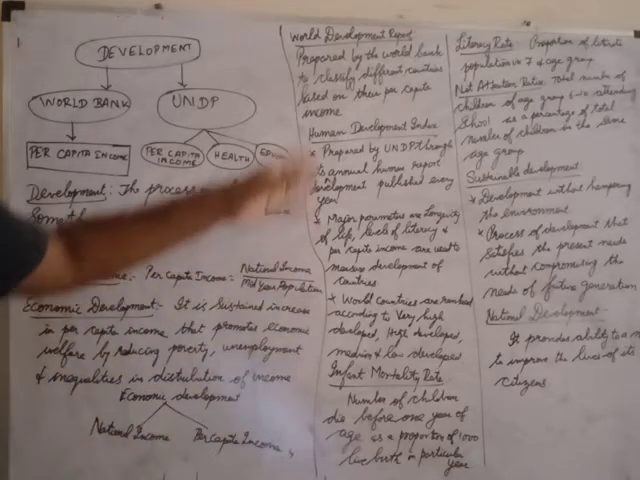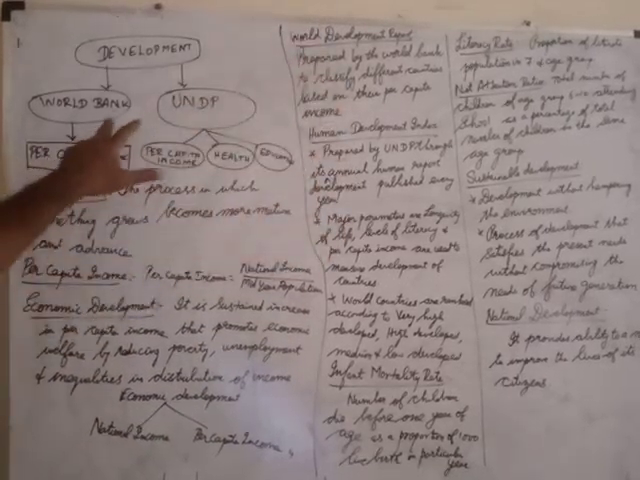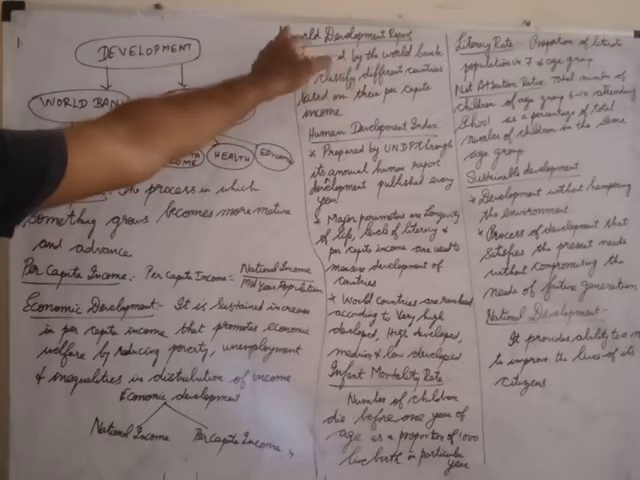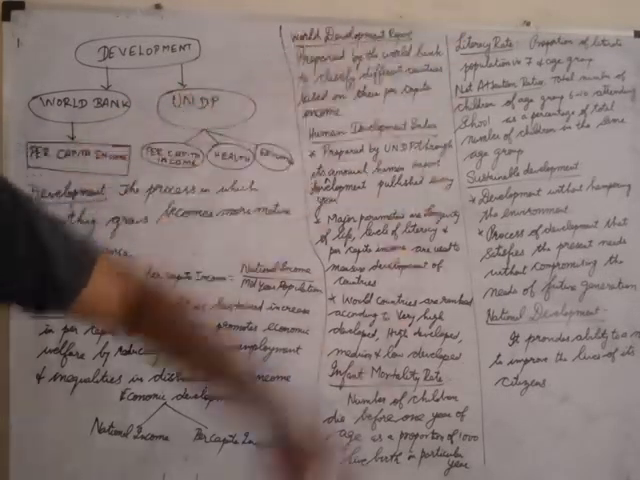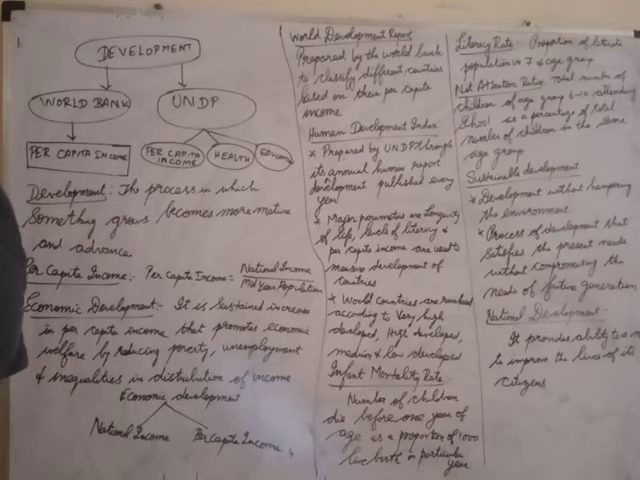Okay. The next is this World Bank. Which report does the World Bank follow? World Bank is followed with the World Development Report. The World Development Report is prepared by the World Bank to classify different countries based on their per capita income.